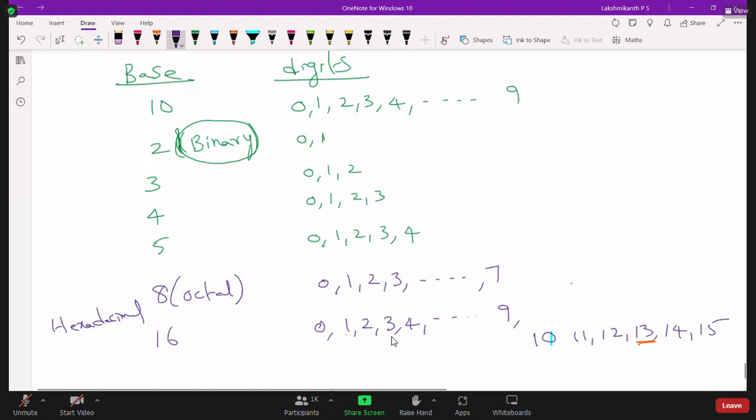10 will be identified as A. Whenever you come across A in this number system, that is nothing but 10. B is nothing but 11. C is nothing but 12. D is nothing but 13. E is nothing but 14. F is nothing but 15. So we can write like this. Hope it is clear.